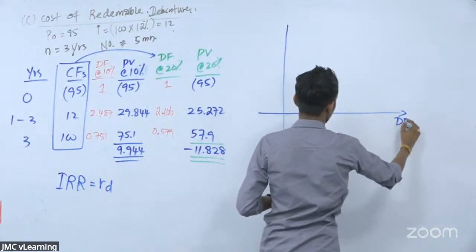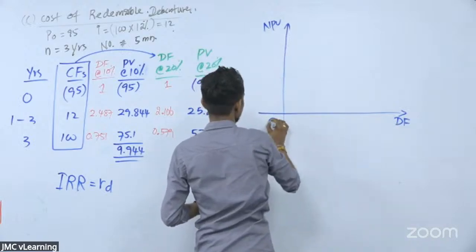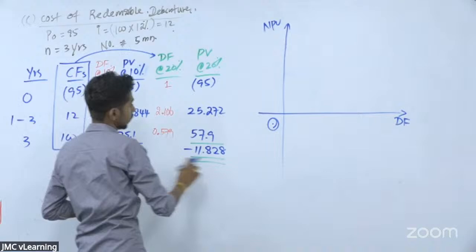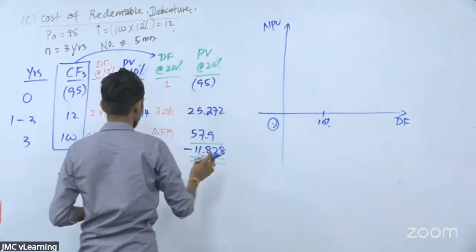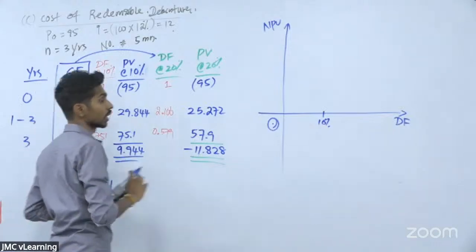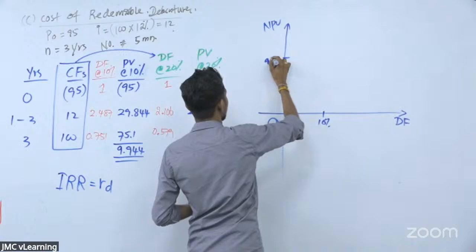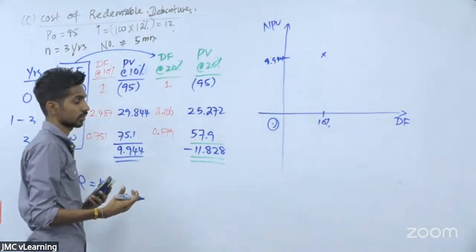Here the discount factor, here the NPV axis. This is the 0 junction. At the rate of 10%, approximately, NPV becomes 9.944. Then here that is the figure. That is the graphical presentation.